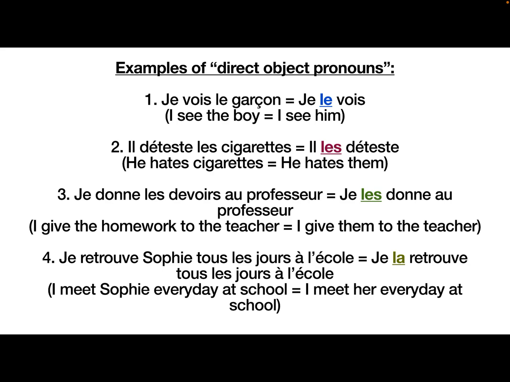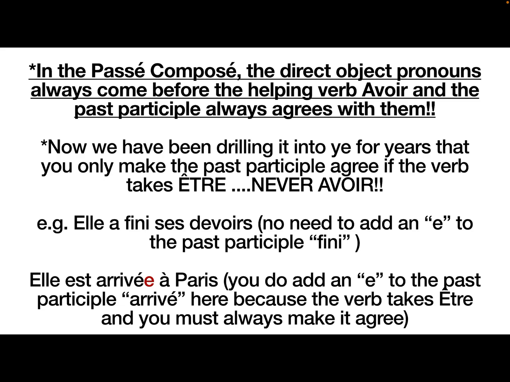Does it go before the helping verb avoir, after the helping verb avoir? It goes before the helping verb avoir, okay? Or before the helping verb être, all right? So just remember that. Now, here's the weird thing. The past participle actually agrees with them. So look at my next sentence.